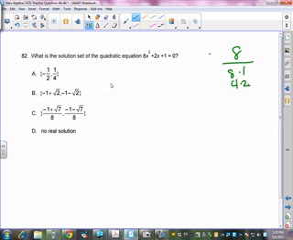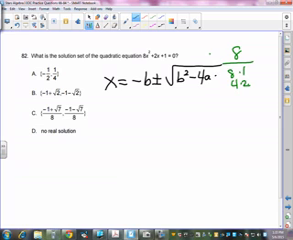Okay, Holden folks, sing with me. X equals negative b plus or minus square root b squared minus 4ac divided by 2a. Take that, Taylor Swift.